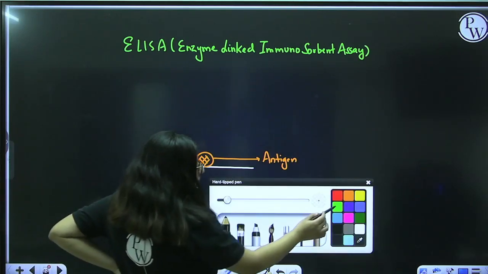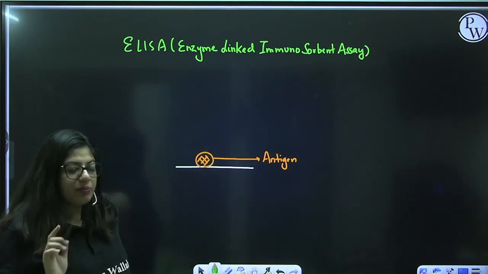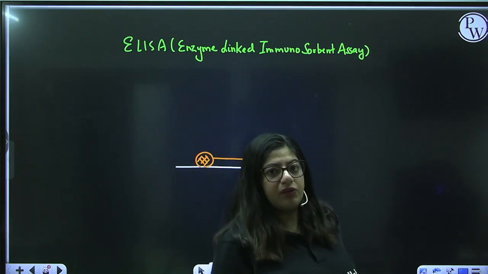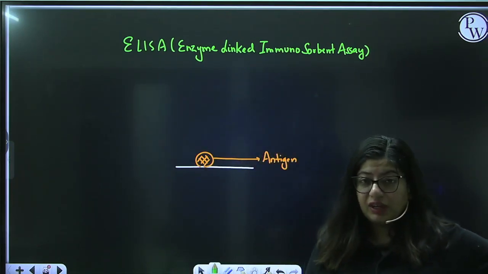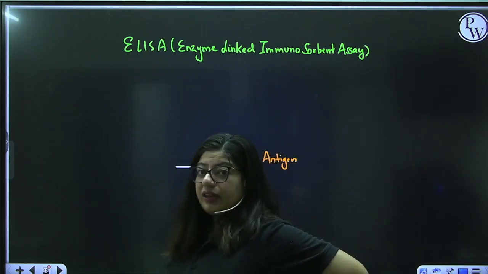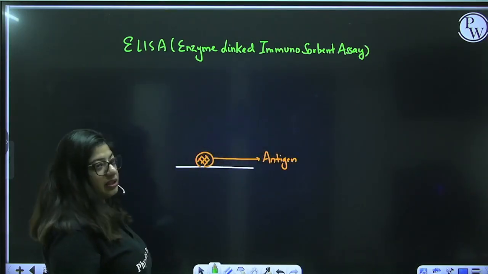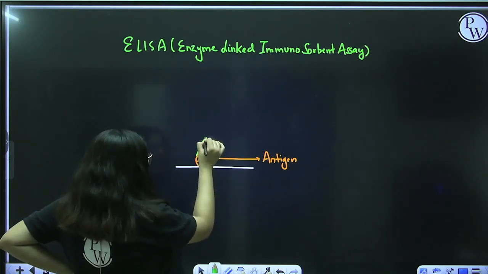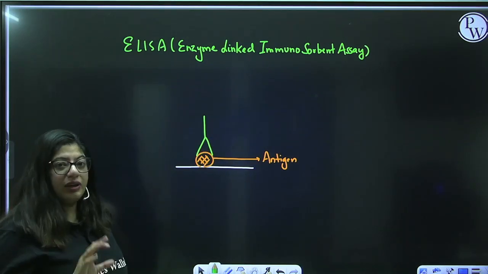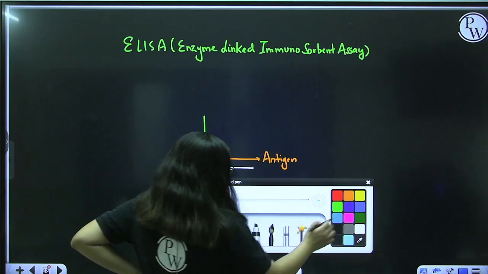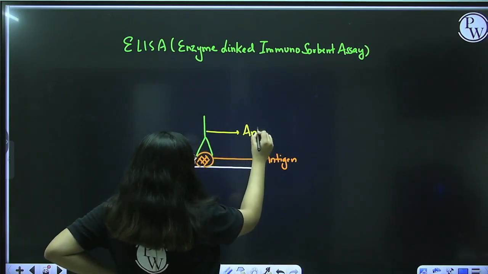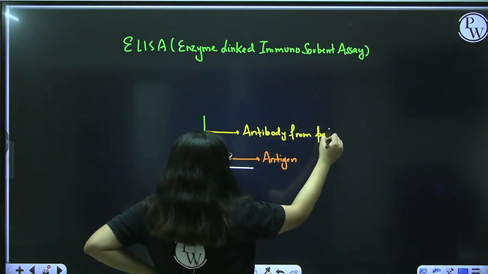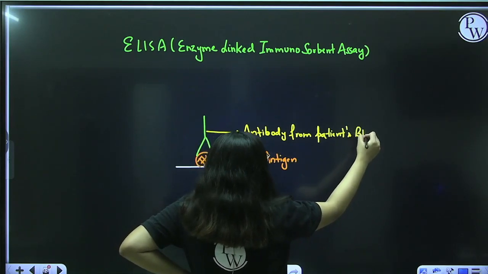So I will take the blood of the patient, and if the person is having HIV, the virus is inside the person's body, and that person's body will be producing antibody against HIV. So that means if a person is HIV positive, then the antibody of HIV will be present in the person's blood, and it will join with this antigen. The antigen is already present on the plate, and this antibody is from the patient's blood, because we are assuming the person is HIV positive.